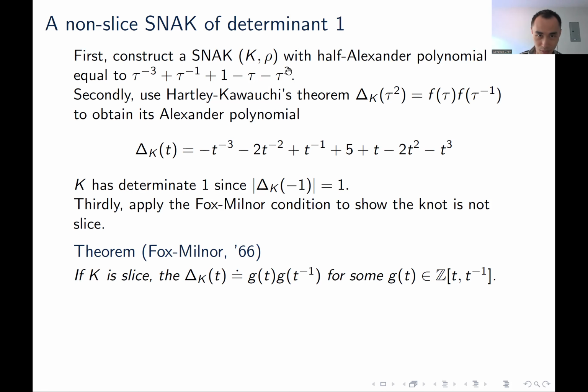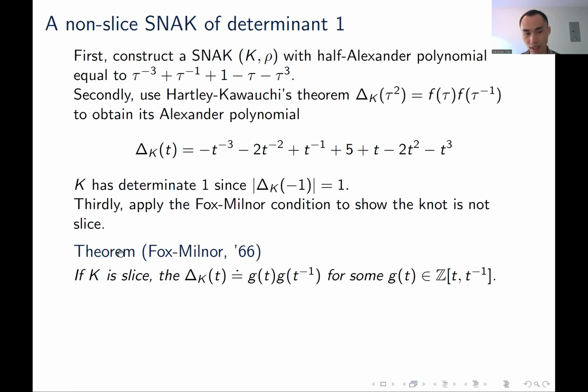You don't have to remember these. The reason we want this is because we can use the Hartley-Kawauchi theorem to compute its Alexander polynomial, and the Alexander polynomial would be something of this form. Again, please don't try to remember what these are. The whole point is if a snack has such an Alexander polynomial, then you can compute its determinant and find the determinant is 1. And also, you can apply the Fox-Milnor condition to show the knot is not slice.